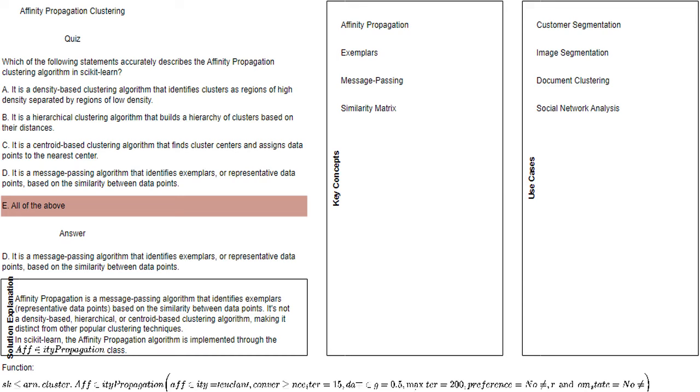False. This statement describes density-based clustering algorithms like DBSCAN, not affinity propagation. Affinity propagation focuses on identifying exemplars, not density. Density-based clustering, identifying clusters of stars in a galaxy based on their density. Regions with high density of stars would indicate potential clusters.